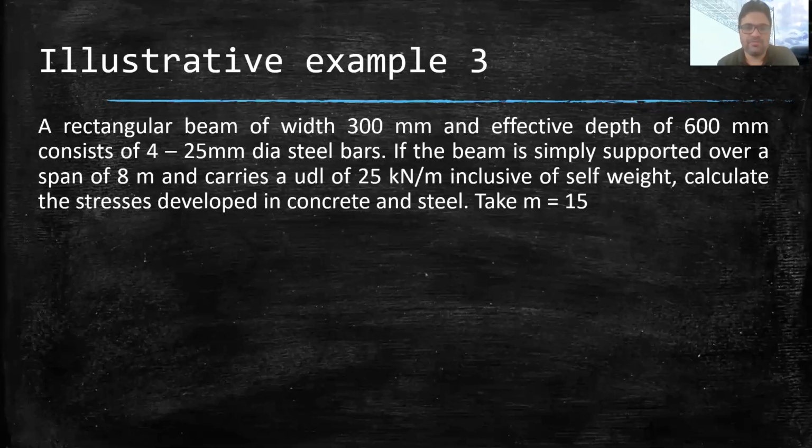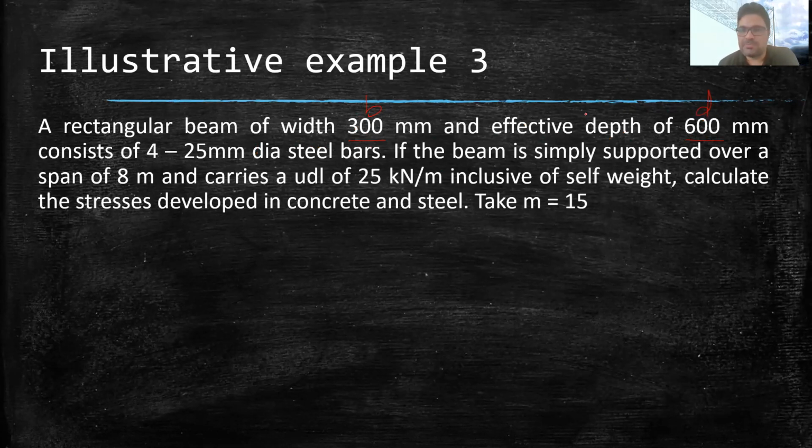Hello, welcome back. So in this part, we will solve example 3. In example 3, there is a beam and the width of the beam is 300 mm and the effective depth of the beam is 600 mm. So there you can see the overall depth is not given. Here the value of B and small d is directly given.